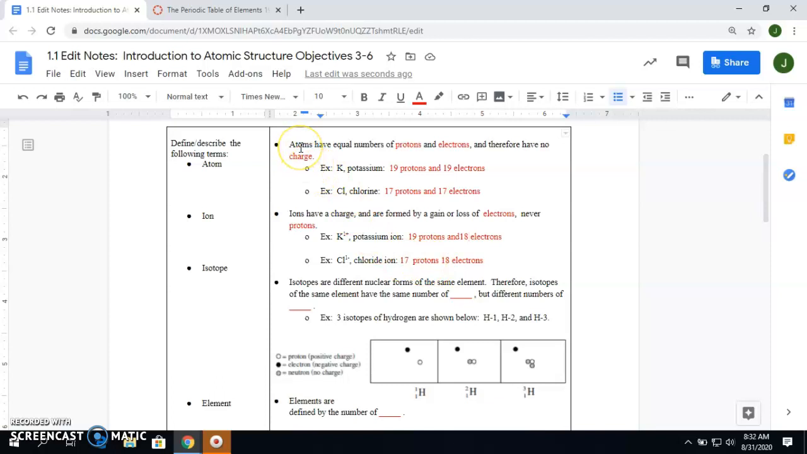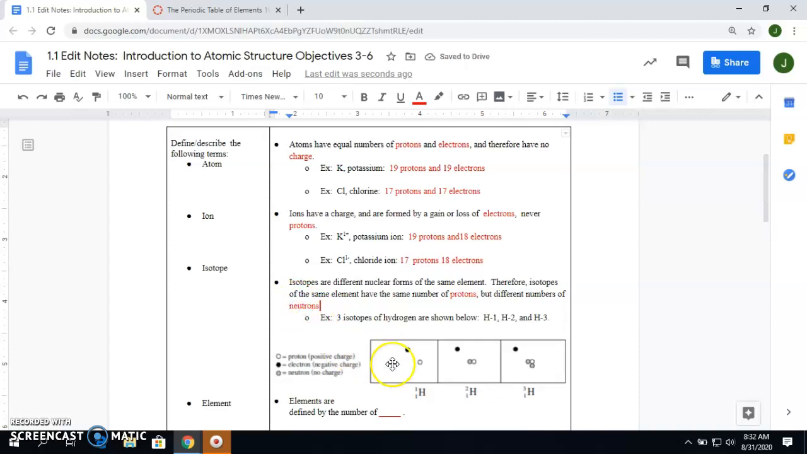Okay, so we've talked about the definition of atom and ion. Now we talk about isotopes. Isotopes are different nuclear forms of the same element. And remember the Rutherford gold foil experiment, in that experiment, Rutherford determined that the nucleus is where the vast majority of the mass of an atom is found. Inside the nucleus, today we know that the nucleus has the positively charged protons and neutral neutrons. So since they're different nuclear forms, isotopes of the same element have the same number of protons, but they have different numbers of neutrons.